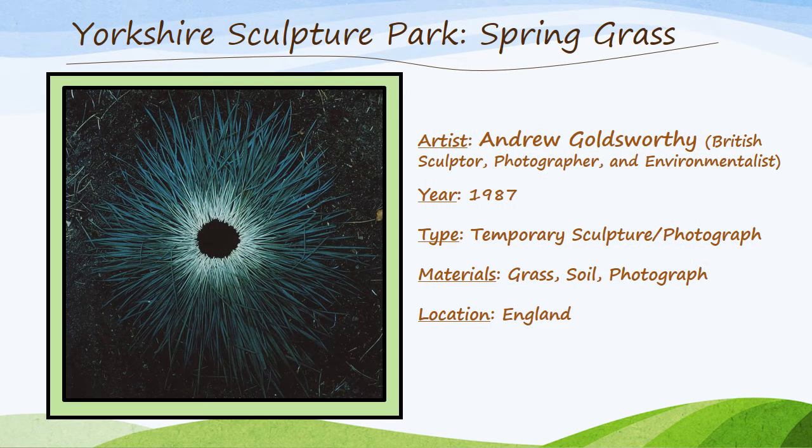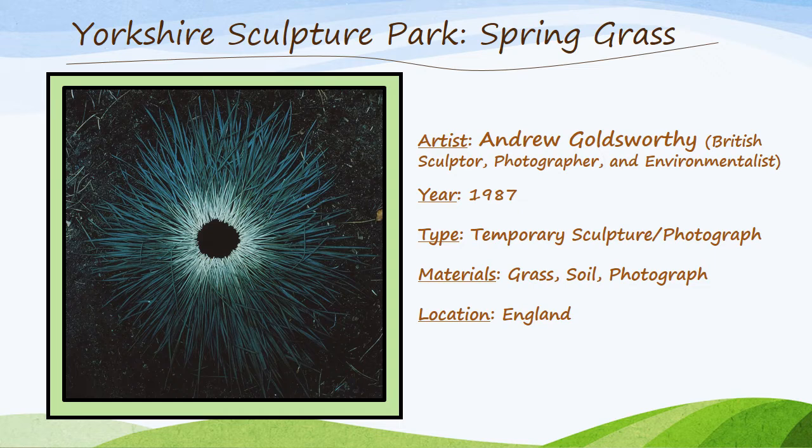So this land art is titled Yorkshire Sculpture Park Spring Grass. And this is created by an artist named Andy Goldsworthy. He's a British sculptor, photographer, and environmentalist. It was created in 1987. And it's not only a photograph, but also a temporary sculpture. That means that if the wind blew or if someone walked across it, the sculpture would no longer exist in the form that we see it here in the photograph. So it's only temporary, only there for a short time.